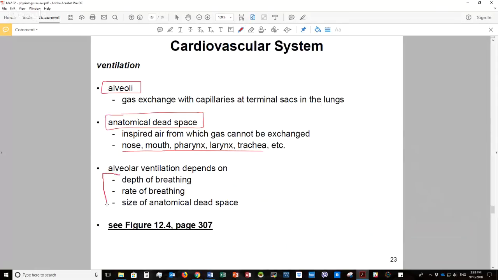A few things that affect alveolar ventilation are the depth of breathing, the rate of breathing, and the size of the dead space. So hopefully you don't have a lot of dead space, and it's pretty efficient.